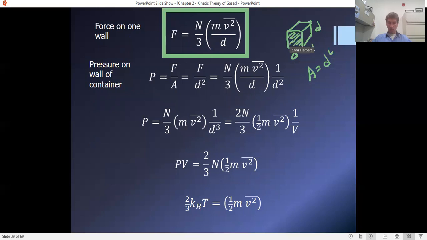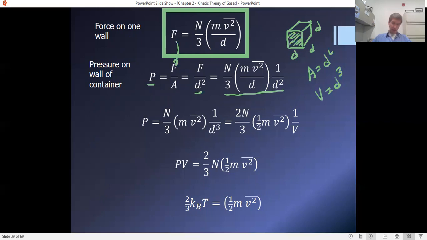So when it hits one wall, that force is distributed over an area of d squared. The total volume of the container is d times d times d, so that's d cubed. I'm going to make some more substitutions here. First of all, I'm going to define my pressure. My pressure is my force divided by my area, which is d squared. Now my pressure is this equation right here.